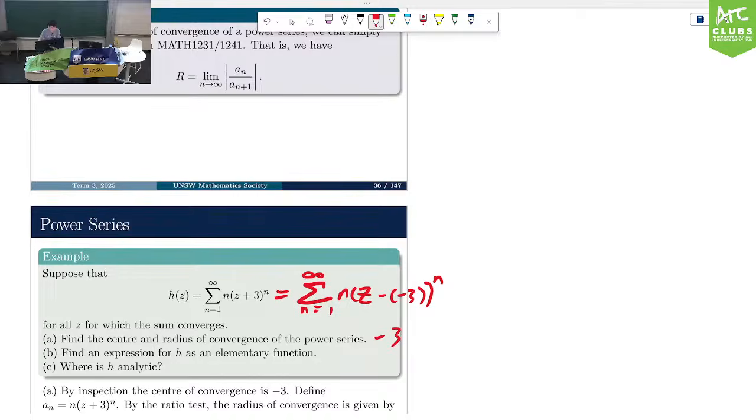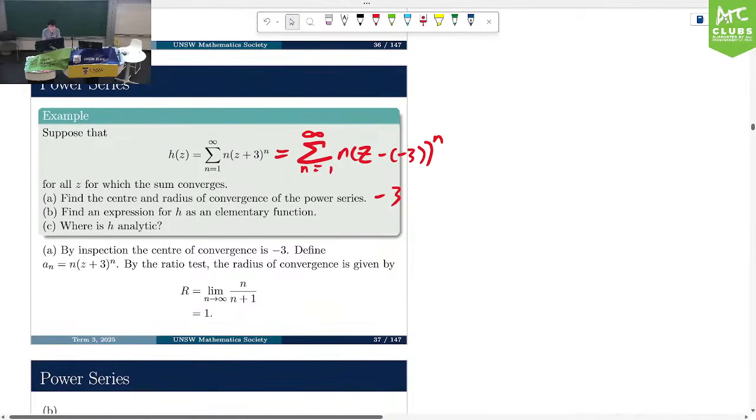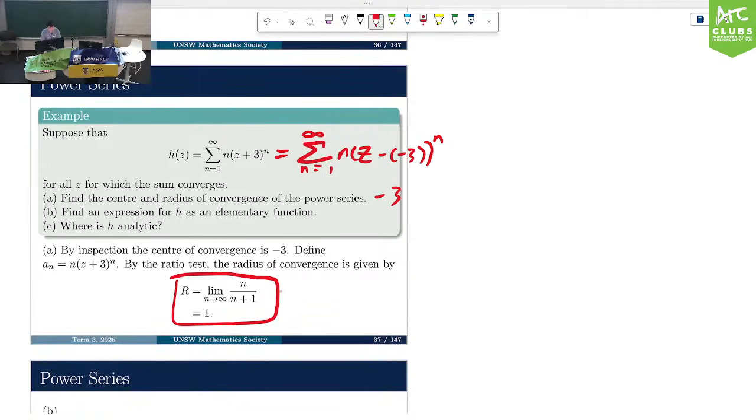And if we do the ratio test, we have this expression over here. The radius of convergence is going to be 1. Yep. So that's how we can find the radius of convergence and center. For the center, we just look at what's in the bracket. For the radius of convergence, do the ratio test. To find h as an expression of elementary functions, this is a very classic question. They put some n in front of the expression, or they put some n below the expression. We'll look at both examples.